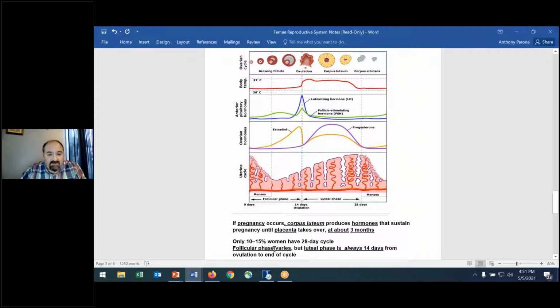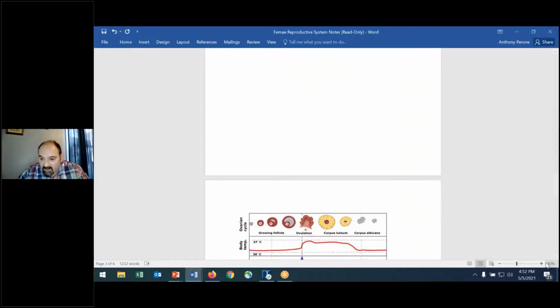But here's the deal: the follicular phase. Here we have this period of time, the beginning of the cycle, this follicular phase, which varies. I said to you that the first half of the cycle can vary, but the second half after ovulation is always 14 days. So whatever your cycle length may be, less than or greater than 28 days, the beginning portion can vary, but the second half from ovulation on is always 14 days. I just wanted to point that out and remind you.